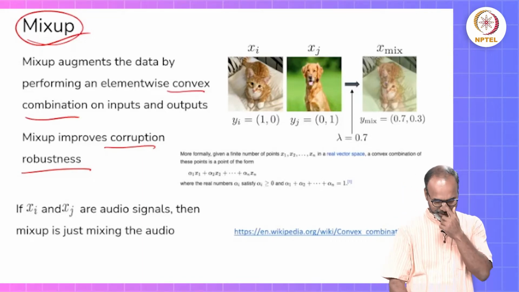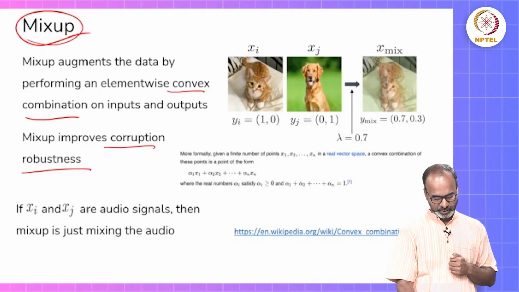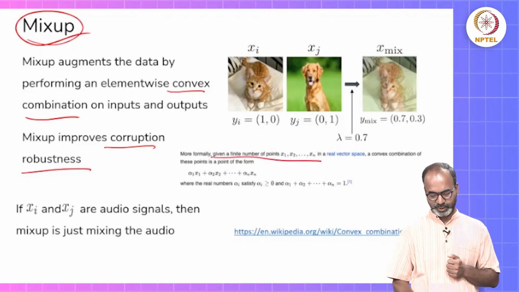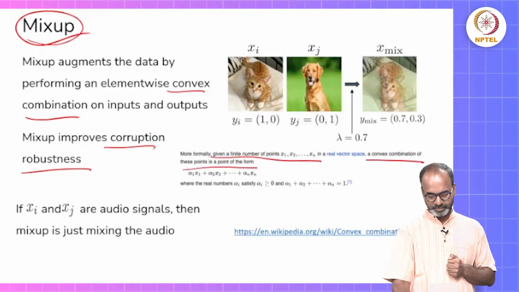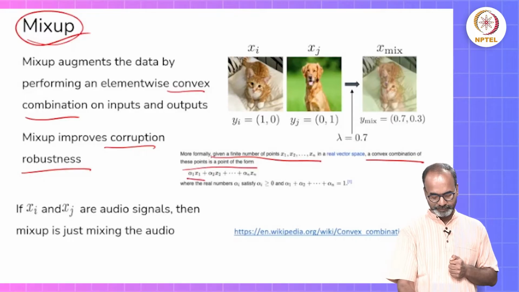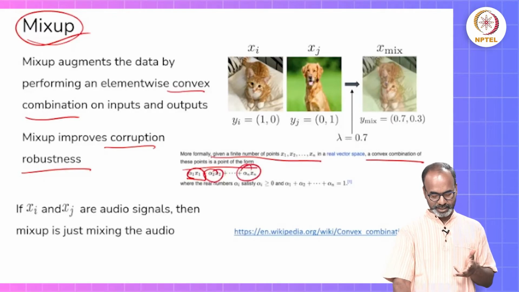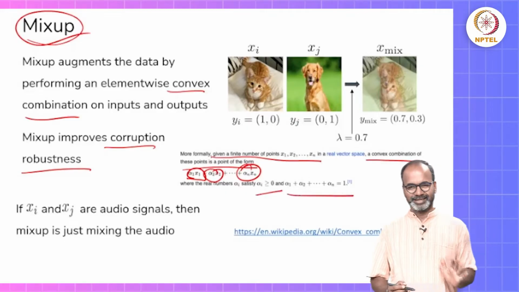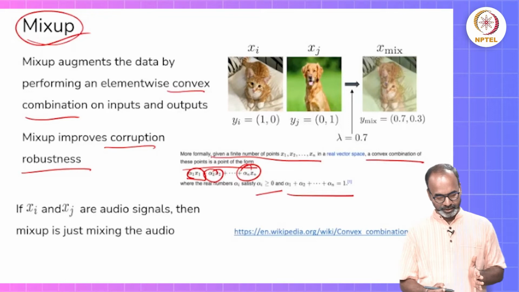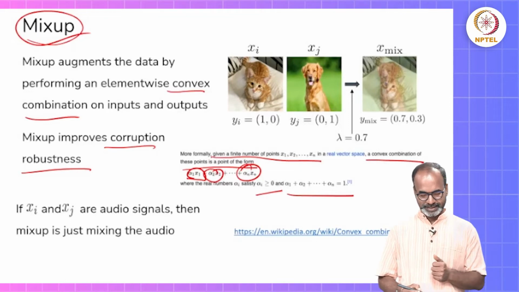And here is an idea for convex combination. Given a finite number of points x1 to xn, a convex combination of these points is a point of the form alpha 1 x1 plus alpha 2 x2 till alpha n xn, where each alpha i is greater than or equal to 0 and the summation of alphas is equal to 1. That's the definition of a convex combination, but here is an example that I will show you.